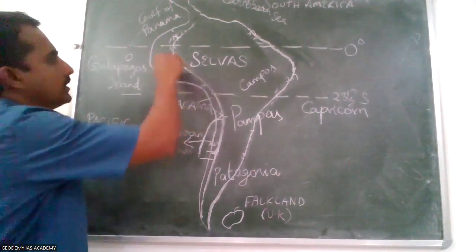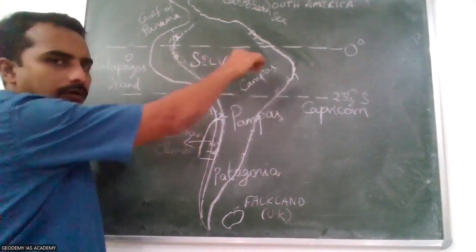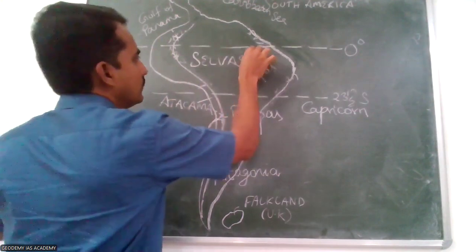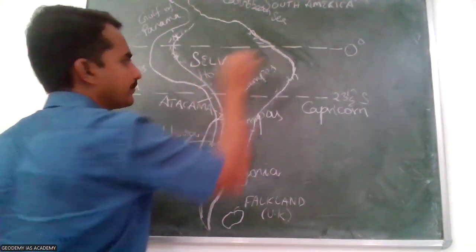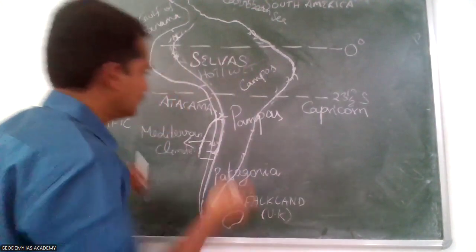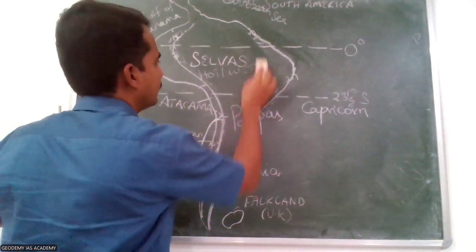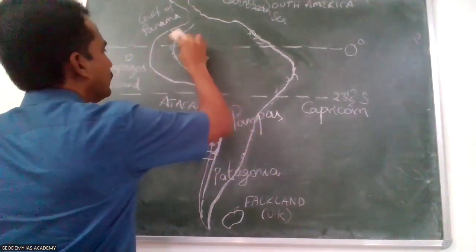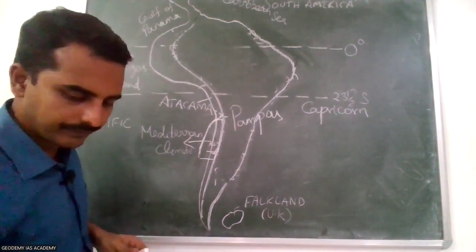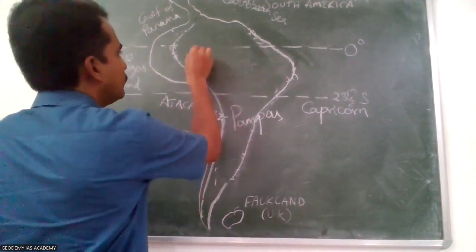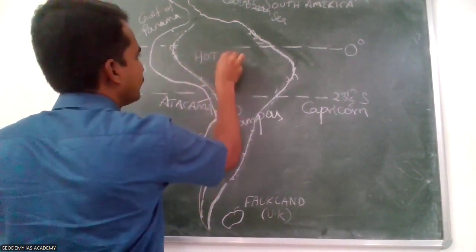And the equatorial part has a hot, wet, equatorial type climate. So here you can simply assume the hot, wet, equatorial type. So I cleared this part and I will explain. Here, the hot, wet, equatorial type climate.